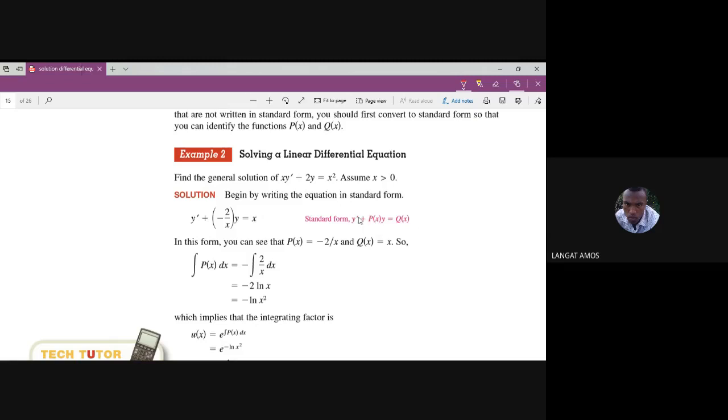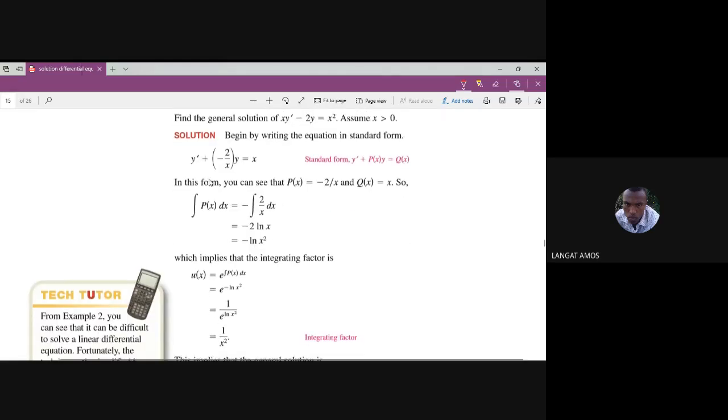This is how we should write it now. In this form, you can see that p(x) is negative 2 all over x, and q(x) is x. So in this one, integrate p(x) dx.